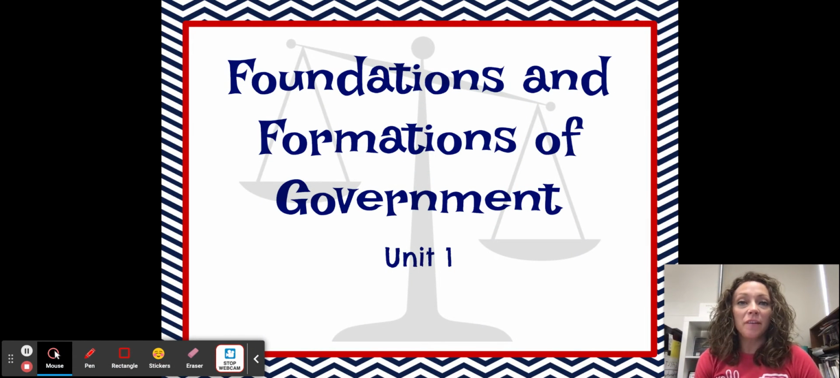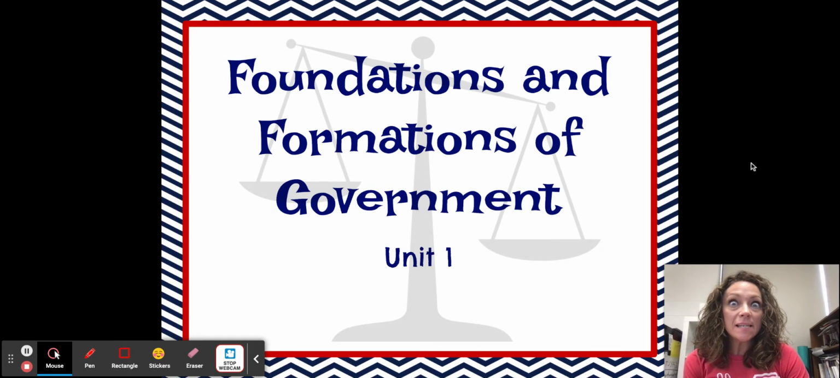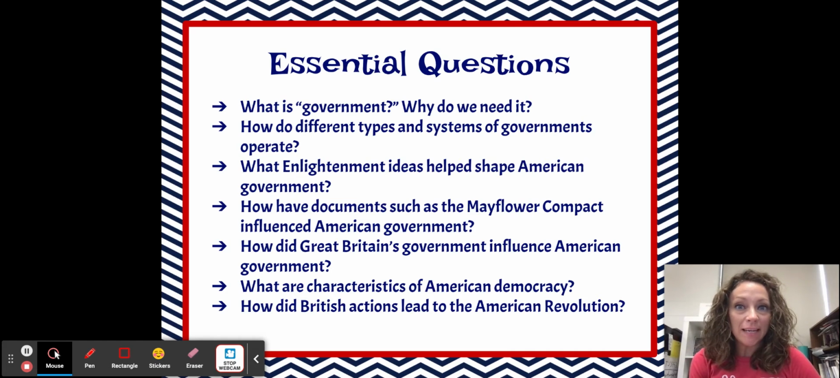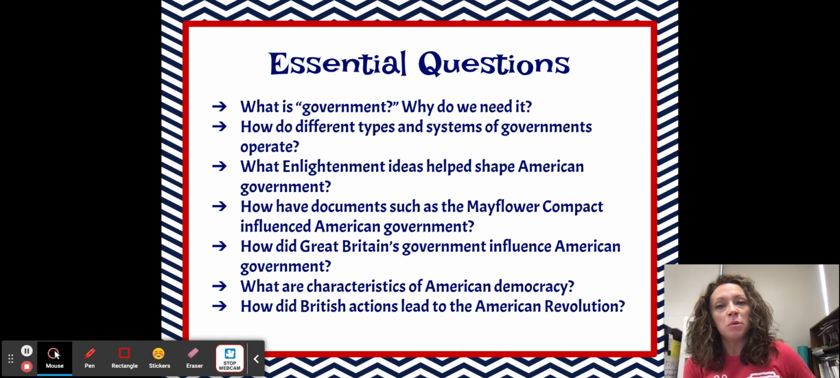This unit is called Foundations and Formations of Government. We're going to be looking at what government is, how it came to be, and why we need it. Whenever we get to an essential question slide like this, you never need to write it down. These are just guiding questions that are going to help us as we move through the unit. Like I said, we're going to figure out what is government and why we need it.